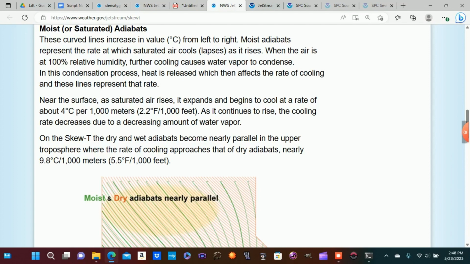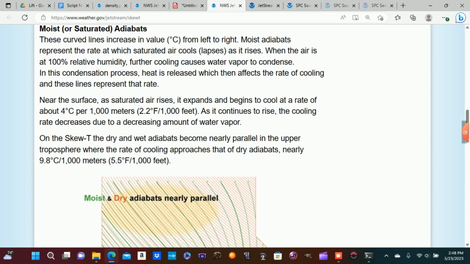So first we talked about parcel theory, and that dictates that when you warm a parcel of air and it becomes warmer than the environment, then that air parcel will begin to rise. That assumes, of course, that you have a lifting mechanism to trigger it.